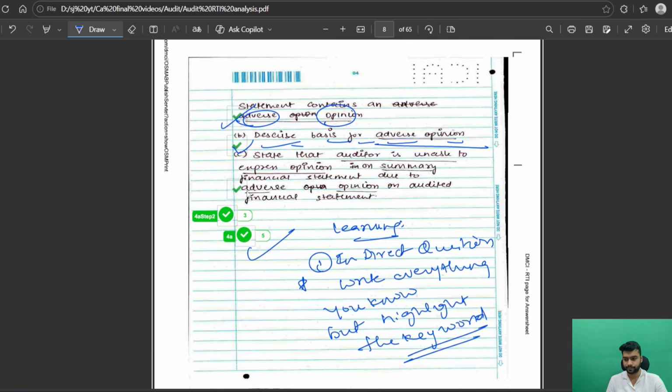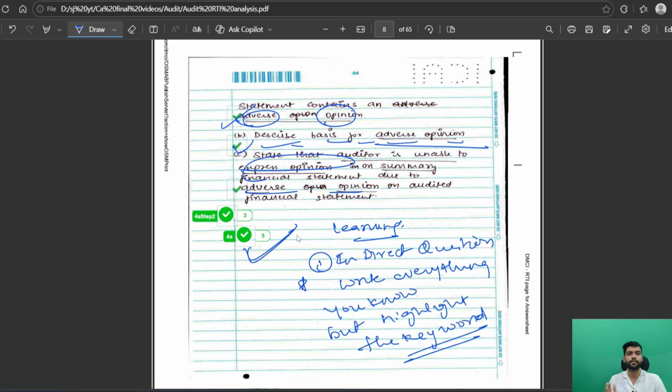Next, the next keyword is express opinion, unable to appear, then adverse opinion. This is a keyword. So as you can see, I received 5 out of 5 marks. I will tell you this: in the entire audit paper, the only thing that you need to learn from this entire analysis is that your keywords should match. That's it.